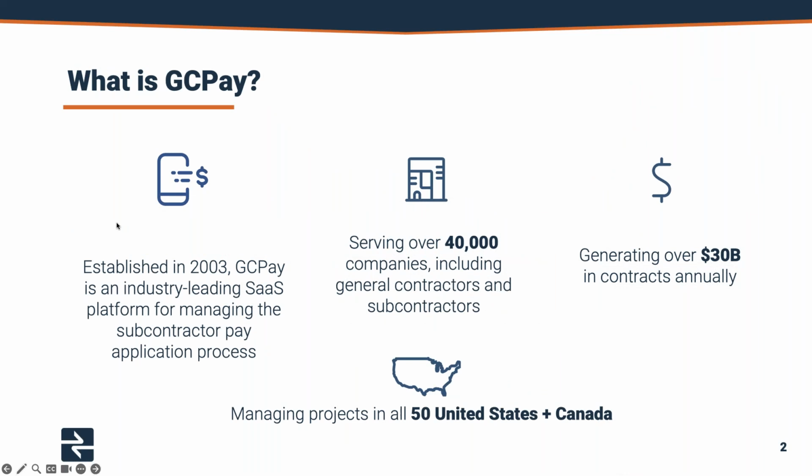So let's talk a little bit about what GCPay is to start, to give you some background. GCPay, we were established in 2003. We've been around for a long time. One of the industry-leading SaaS platforms for managing the subcontractor pay application process. And right now we serve over 40,000 companies. So that's both GCs and subs. And you can see over $30 billion in contracts flow through our platform. Last year, we managed projects in all 50 states and Canada. All this to say, we're a very experienced company that has been doing this for a long time.